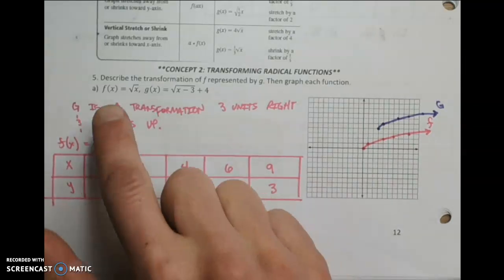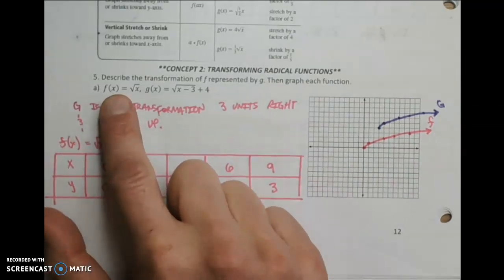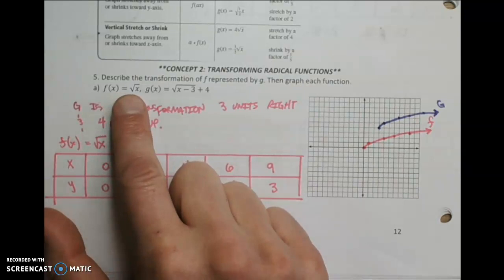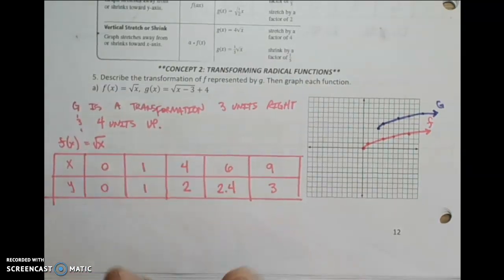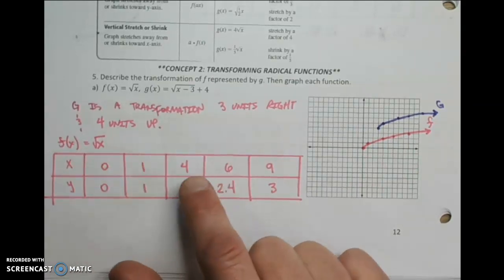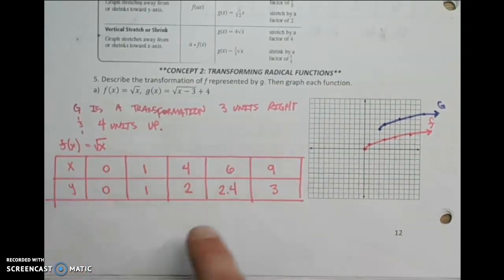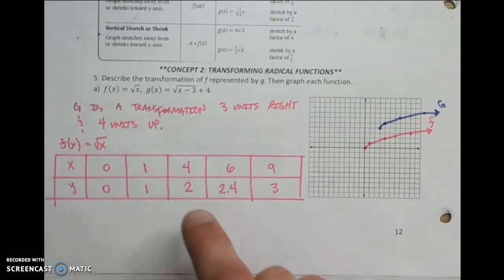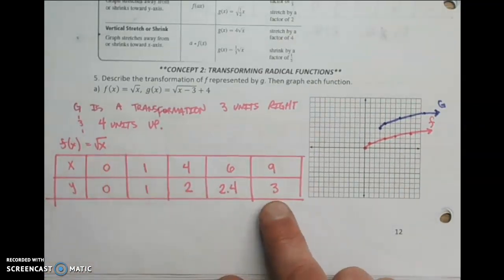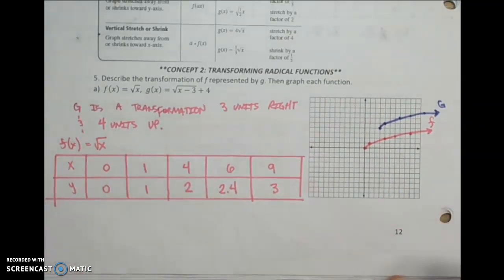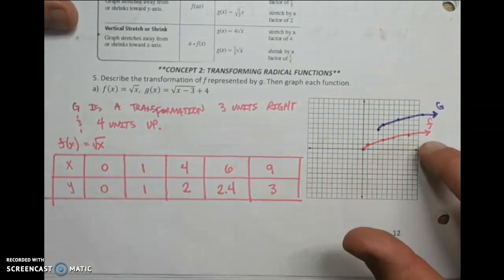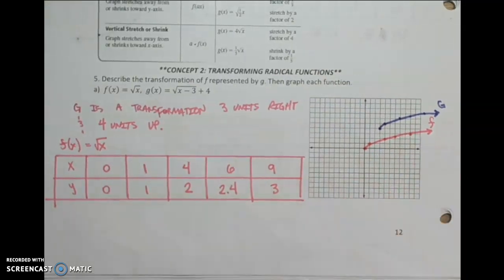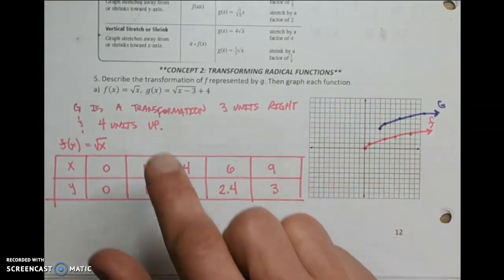Okay, so our parent function, f of x equals square root of x. I went ahead and got that here and I plugged in 0. I get 0, 1, I get 1, 4, I get 2, put in 6, square root of 6 is 2.4. I put in 9 and I get 3. Right? So just using basic functions, I try not to use the calculator as much as possible, and there's my parent function. Okay, so after I graph that one, now I look at this transformation.